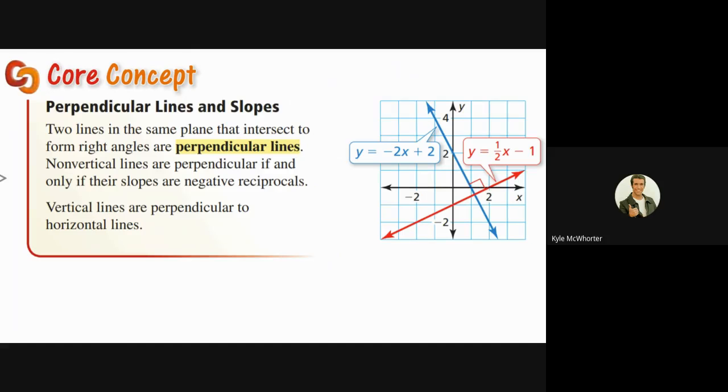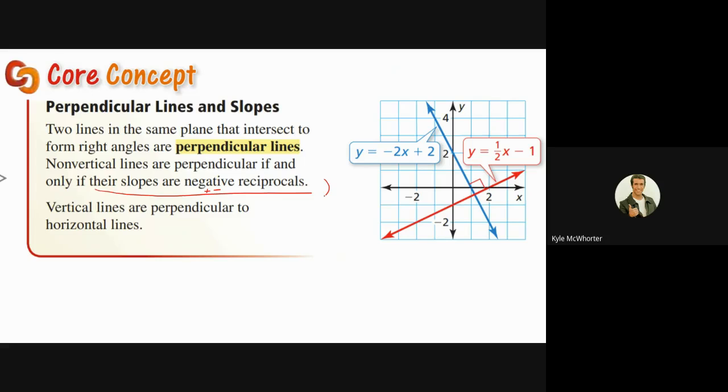Okay, perpendicular lines have slopes that are opposite reciprocals. Two lines in the same plane that intersect to form right angles are perpendicular lines. Non-vertical lines are perpendicular if and only if their slopes are negative reciprocals. So the negative means it has the opposite sign.